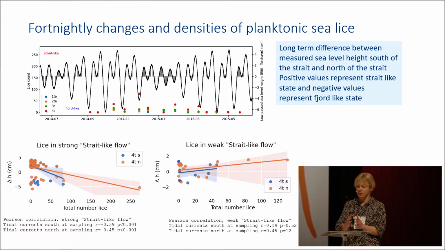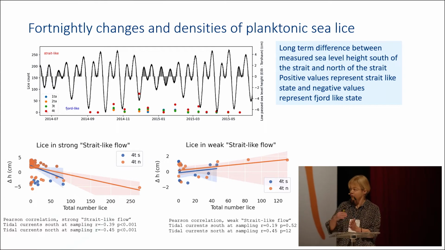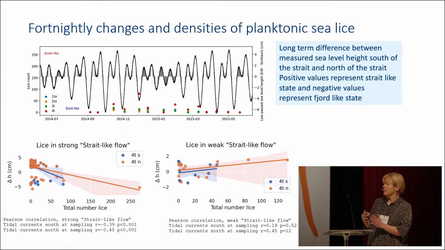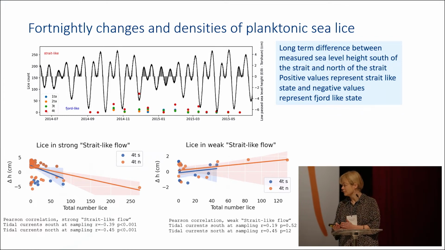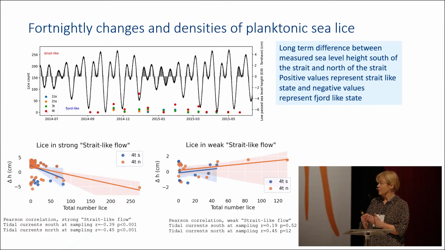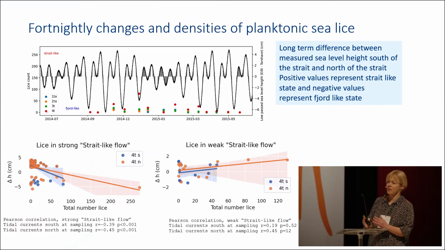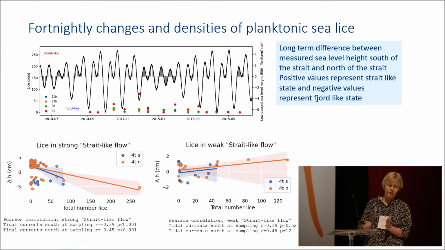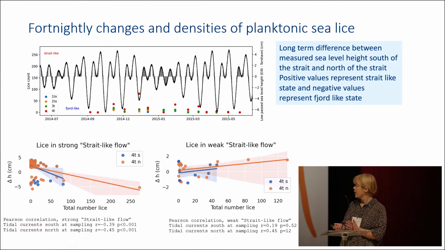the sea lice numbers at station 4, which is close to the strait, so southern sill, and the state of the fjord. So when we have the fjord-like state, there are more sea lice in the area than when we have the strait-like state. This is very preliminary, and we're going to investigate this further.